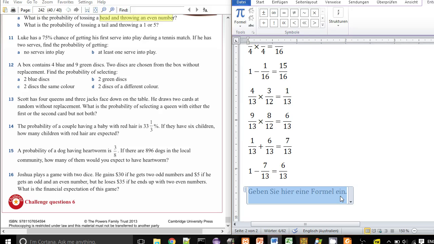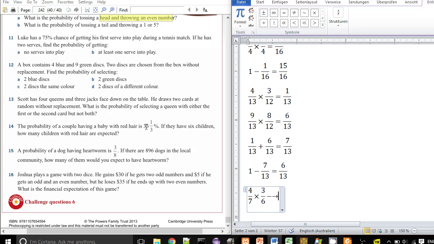What's the probability of getting a queen? Okay, what's the probability of him getting a queen and then a jack? So let's do it this way. There's a 4 out of 7 chance of him getting a queen, and then a 3 out of 6 chance, because there's only 6 left, that he gets a jack.